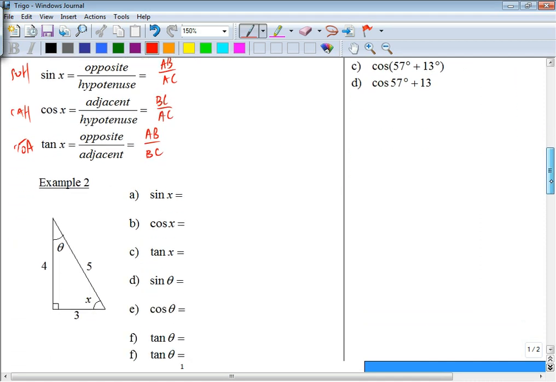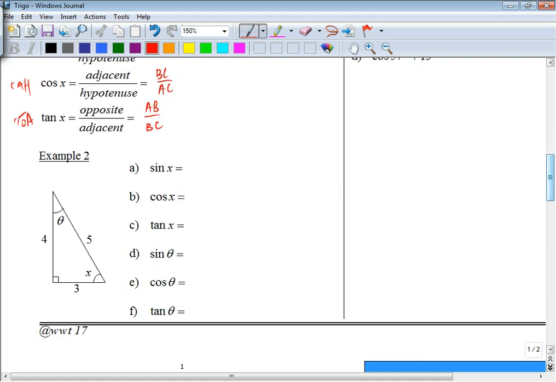Let's go on to example number 2. Okay, take a look at this question. Before you try it, how many angles are there in a triangle? 3. In this case, 90 degrees, theta, and x. Before you do anything, can you tell me what is the length of the side that is opposite to theta? 3. Okay, 3 is the length that is opposite to theta.